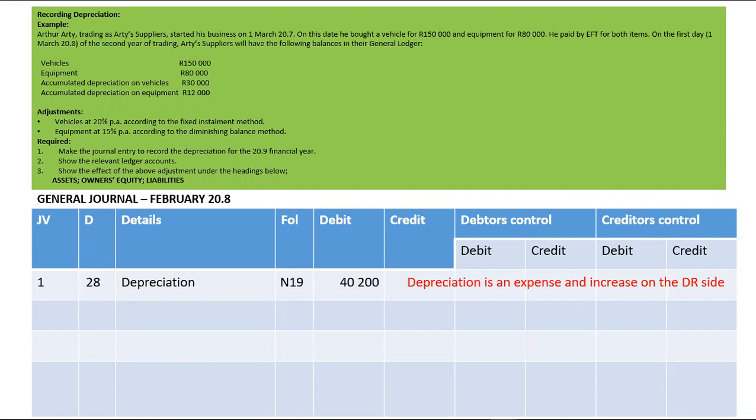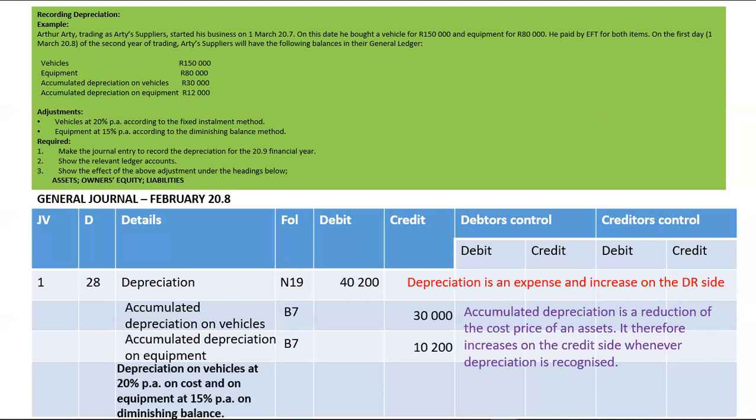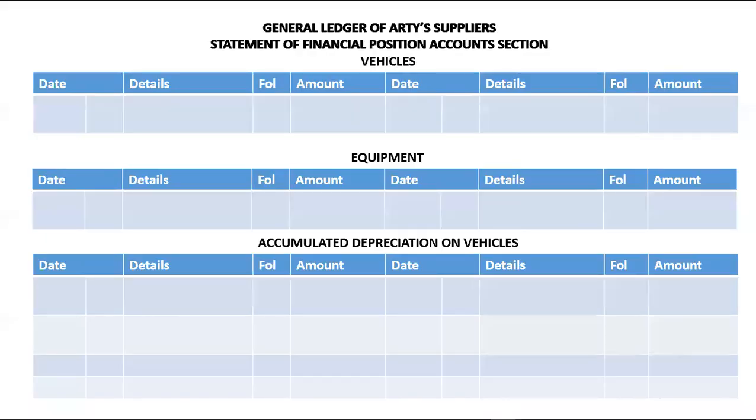And then we're going to split it between accumulated depreciation on vehicles. So our accumulated depreciation on vehicles will be going up from 30,000 to 60,000 because we're recognizing an extra 30,000. And accumulated depreciation on equipment will also increase from 12,000 at the beginning of the year by 10,200, which will give us 22,200. Okay. Now let's check how true that is by preparing the general ledger account.